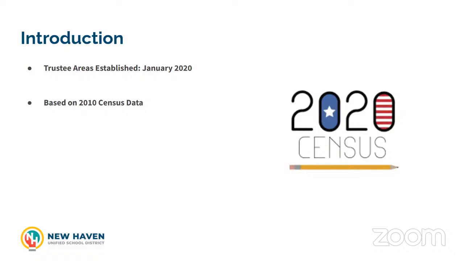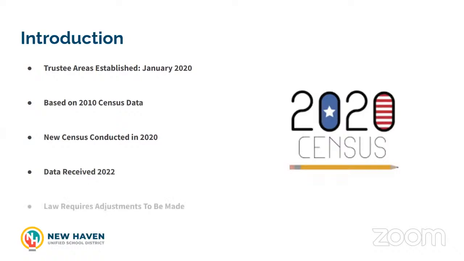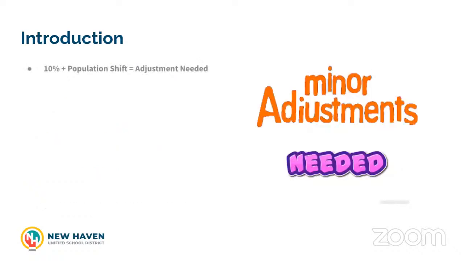And we all know that in 2020, another census was conducted, and we received the data from that census in 2022. It took a while due to the pandemic for that process to be completed and for us to get our data. So what we are charged with doing now is taking a look at that data and seeing if we need to make adjustments to the trustee areas.